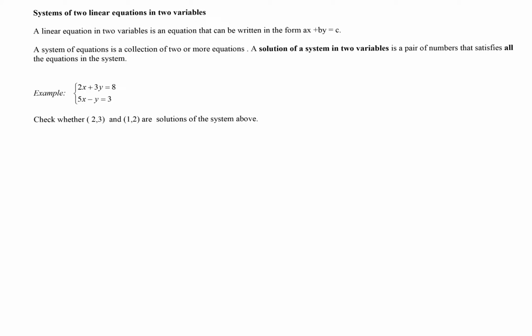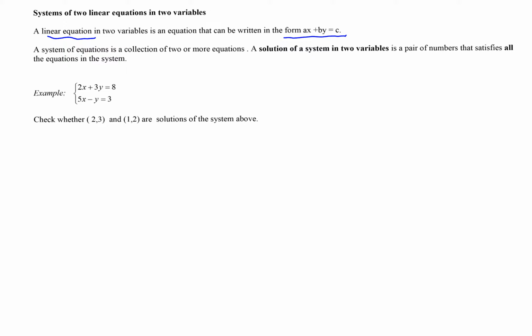A system of equations is a collection of two or more equations that are considered at the same time. We will discuss here systems of two linear equations with two variables. Let's recall that a linear equation is an equation in two variables that can be written in the form ax plus by is equal to c.